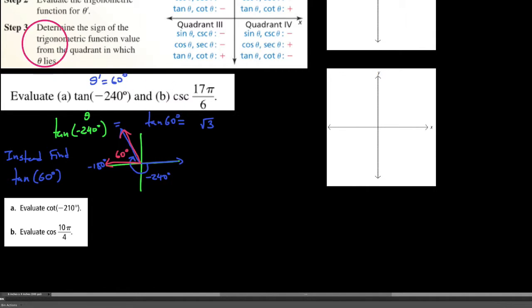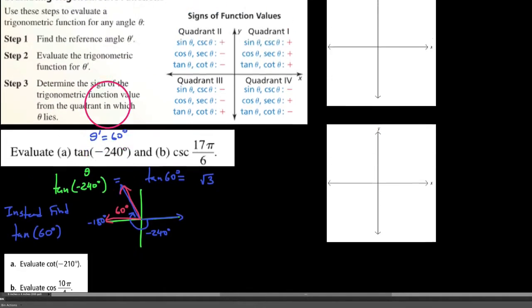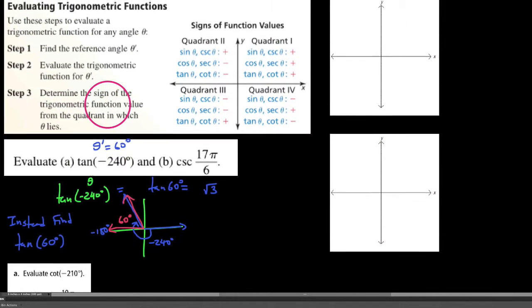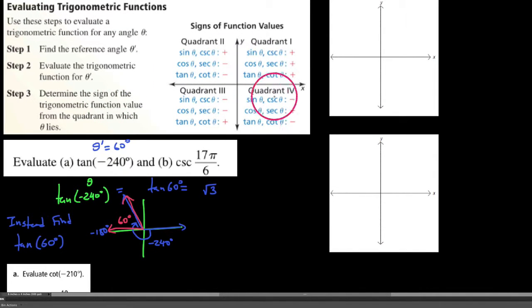So the only other thing we have left to do here is step 3, and it says determine the sign of the trig function value from the quadrant in which it lies. So here's what we get to do, one of my favorite things. Now, I provided us with this chart up here, which is really convenient. And what you're seeing is this.